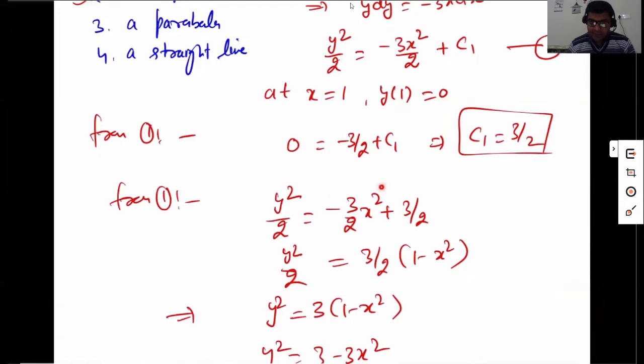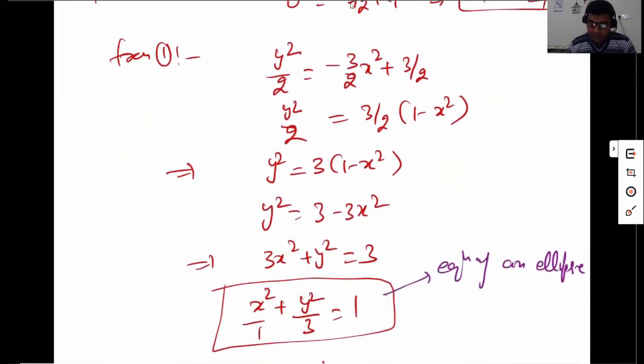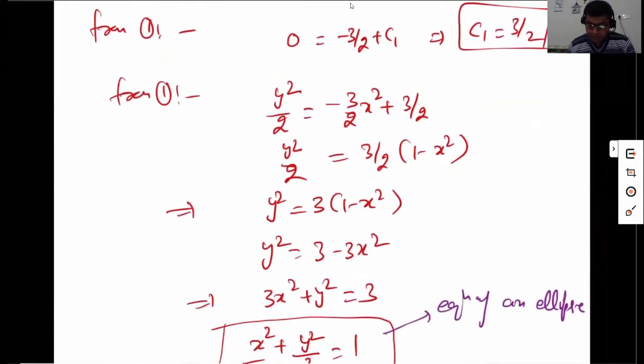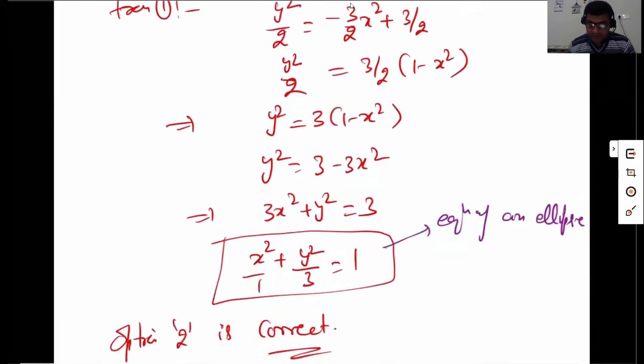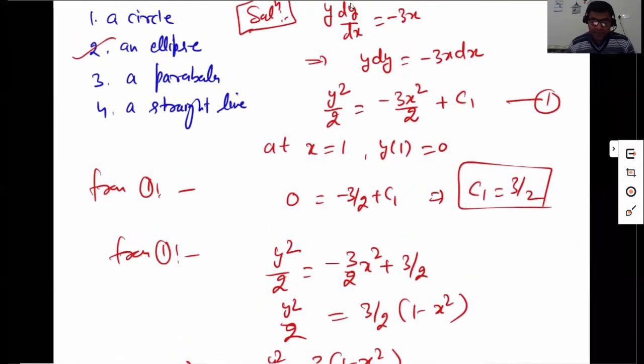After rearranging this, we get y squared by 3 equal to 1 minus x squared, or x squared plus y squared by 3 equal to 1, which is essentially the equation of an ellipse. It has semi-major axis root 3 and semi-minor axis 1. So this is an ellipse.